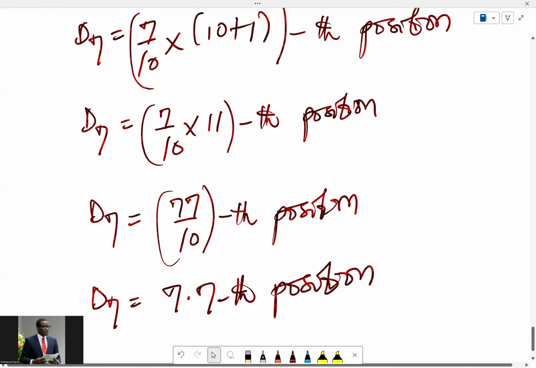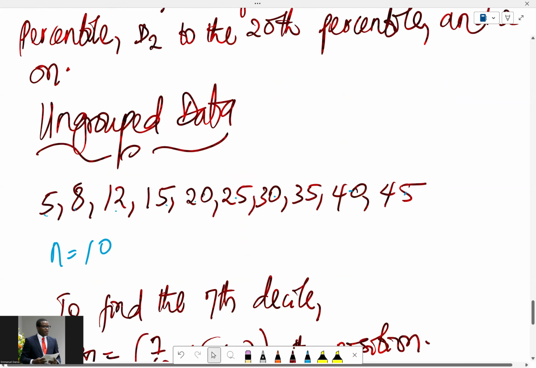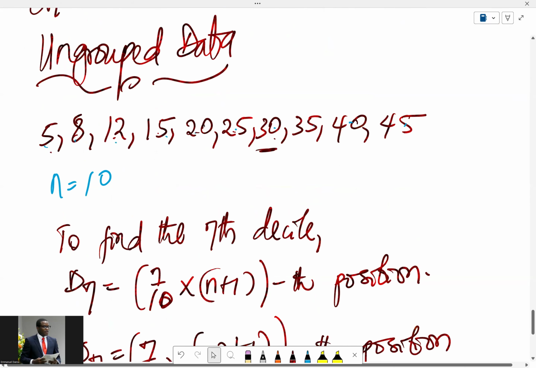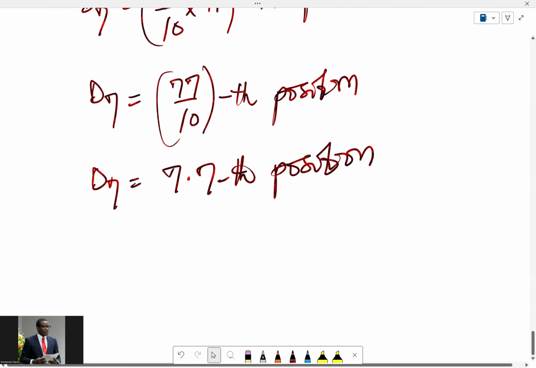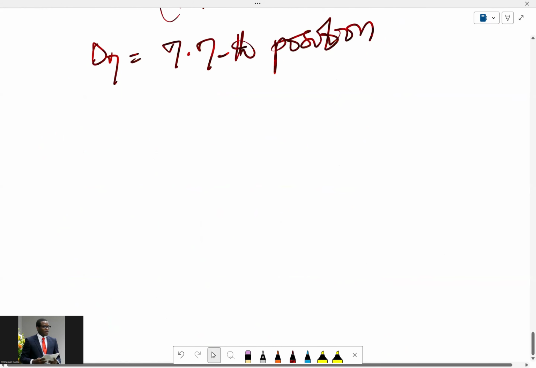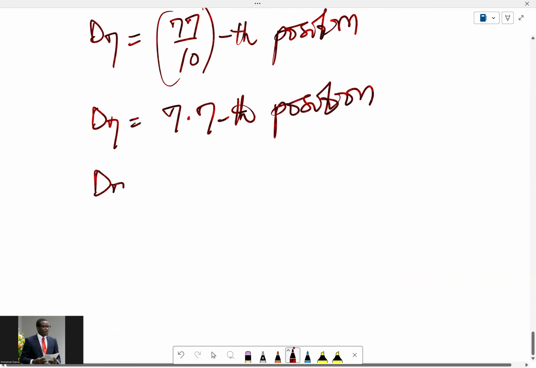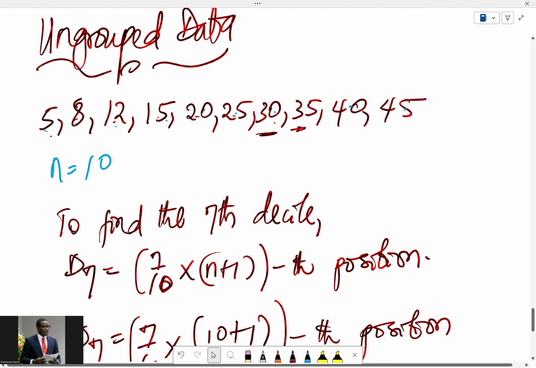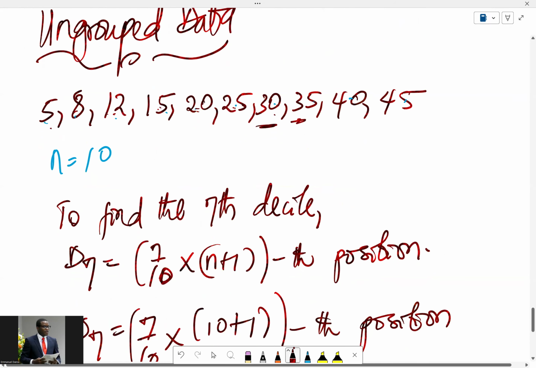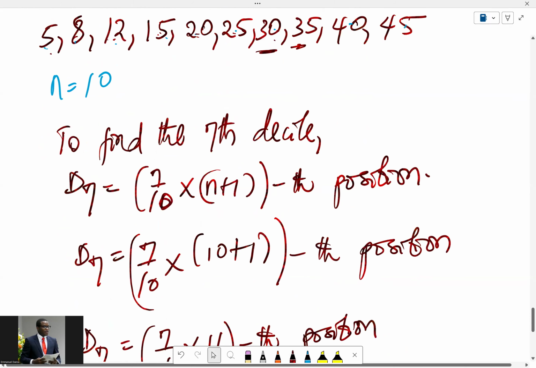So normally, if the answer was 7, you just count 1, 2, 3, 4, 5, 6, 7, and this is your answer. But no, if it was 8, the answer would have been 35. So it means that the 7.7th decile is between 30 and 35. So what do we do? We go for D7 now. This is 7.7, so you take the seventh number in the data: 1, 2, 3, 4, 5, 6, 7. That's 30. So you pick that.